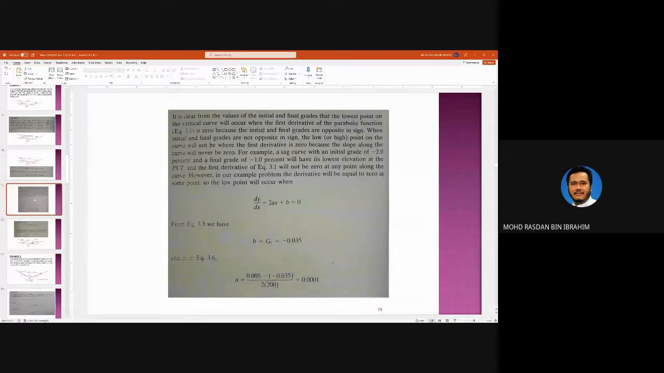Okay, so it is explained here. You know that the lowest point will occur when dy/dx equals 0. From that equation, you know B is negative 0.035 and A is equal to 0.0001. You know these values already. So we need to find where dy/dx equals 0.